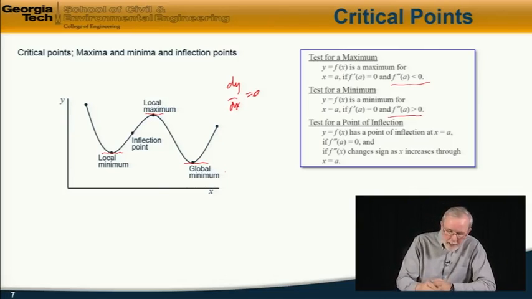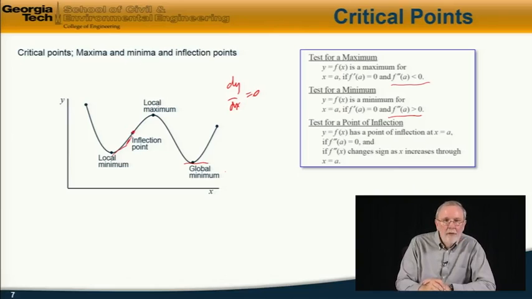An inflection point is a change in the local slope. So here, for example, we have a slope here. As we move up the curve, the slope is increasing until we get to the inflection point here, and then beyond that point, the slope of the curve starts to decrease. So the slope changes sign at that point. The second derivative of the slope changes sign.